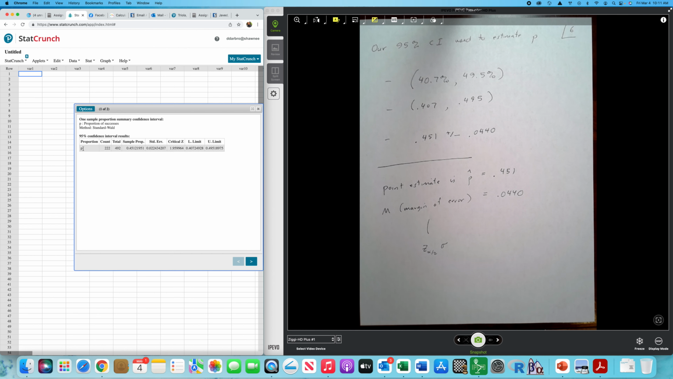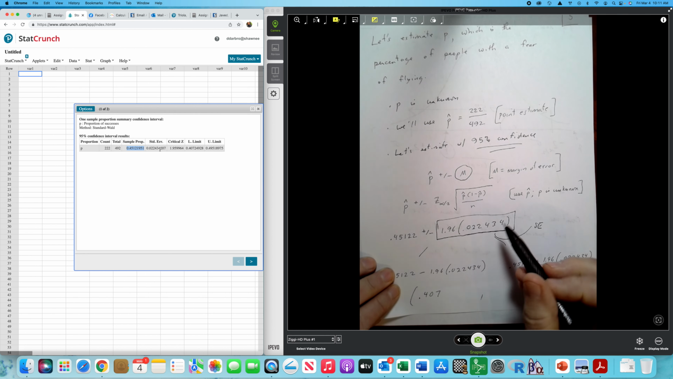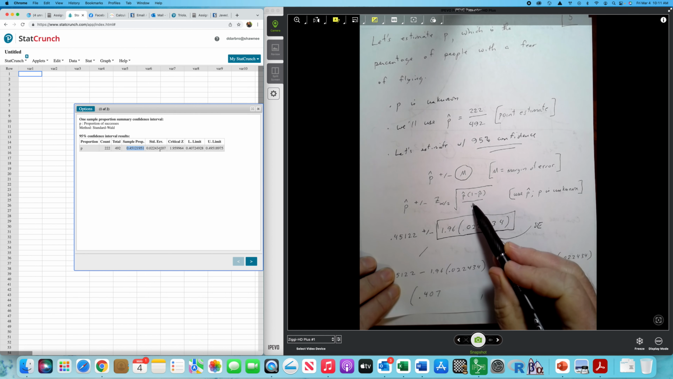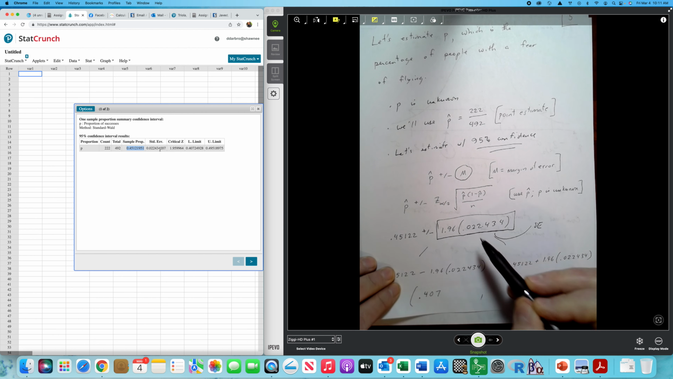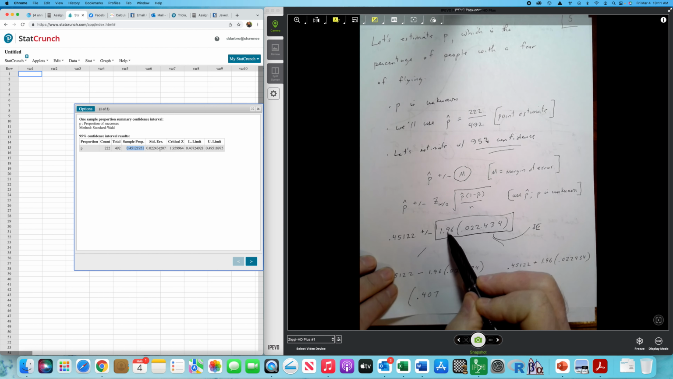Moving from left to right, we have a P, which means we're estimating P. Our count is 222 over 492. Again, this is the point estimate. The sample proportion is 222 divided by 492, the point estimate. The standard error, 0.022, remember that earlier. That's this part. The critical Z, 1.96.